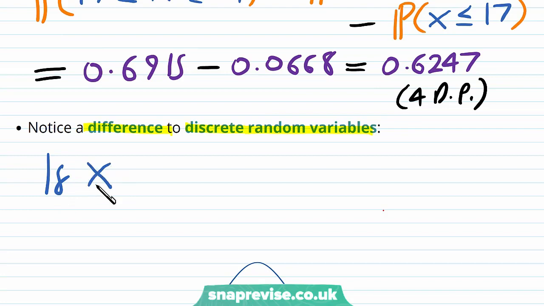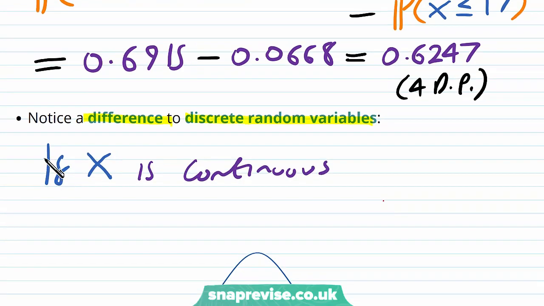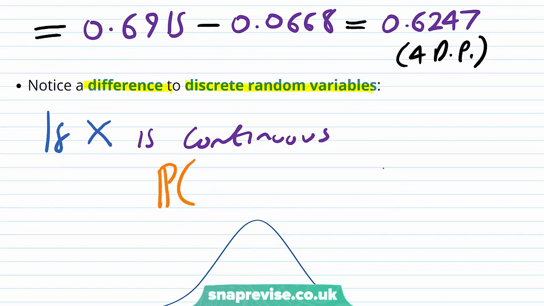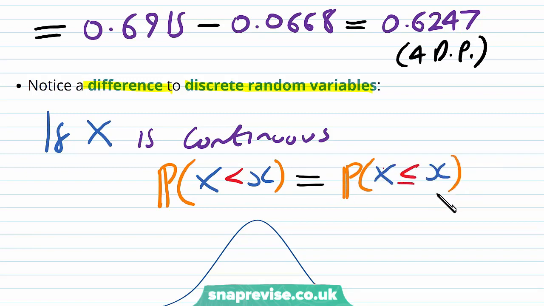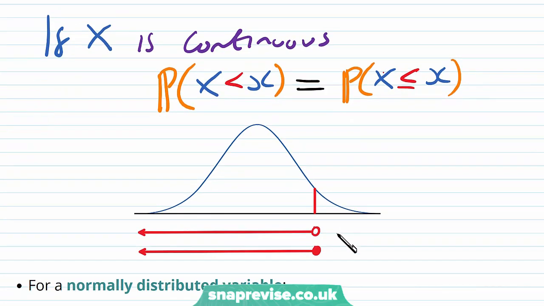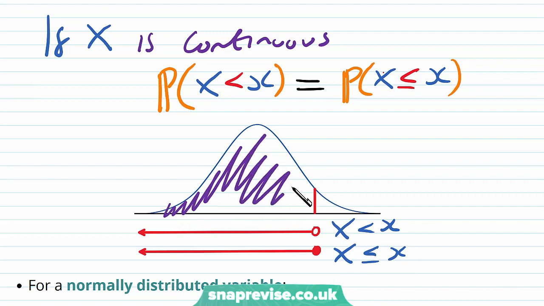Now notice a difference to discrete random variables. If x is a continuous random variable, then the probability of x being less than, i.e. strictly, little x, is actually the same as the probability that x is less than or equal to little x. This is because if we consider the two separate situations, x being less than x strictly and x being less than or equal to x, then to calculate these probabilities we're looking at the area in this section, and there's no area corresponding to the equality case. So the probability that capital X takes any single value is 0. And therefore, there is no difference between these probabilities.